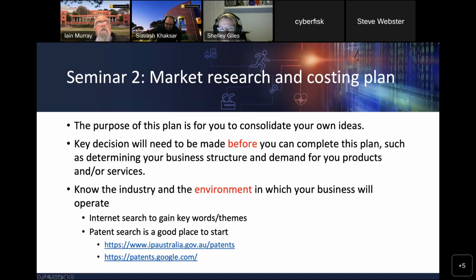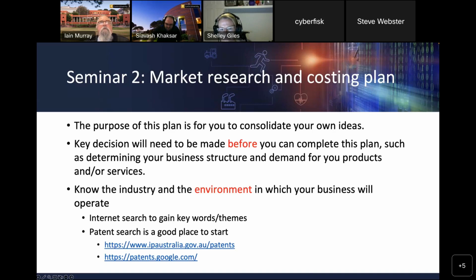Good places to start looking for ideas and competition as well is to look at patents. Even though we've only got Australian sites up here, everyone can access them. There are local patent organisations in every country, but it's a good place to get some idea of what's out there and what's going on.